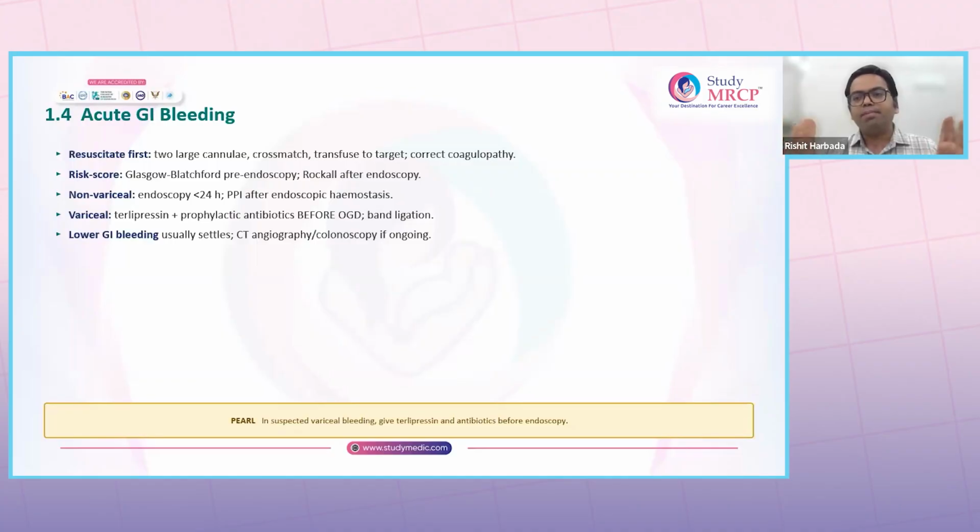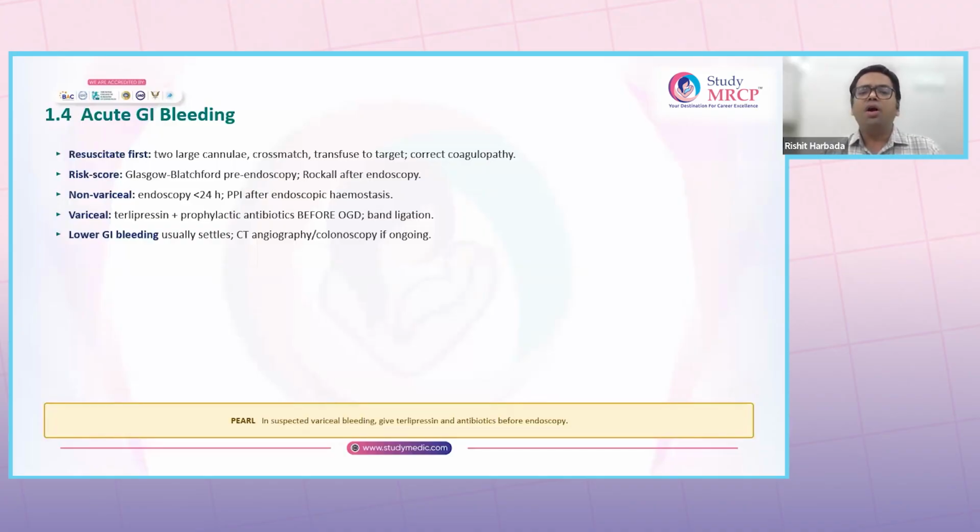So whenever you have PR bleeding, always keep in mind that GI bleeding is of two types. One is above the ligament of Treitz, which is called upper GI bleeding, and the second is below the ligament of Treitz, which is called lower GI bleeding. If the bleeding is above the ligament of Treitz, it is upper GI bleeding, and if it's below that, it is called lower GI bleeding.